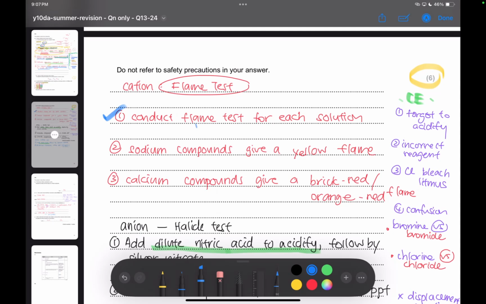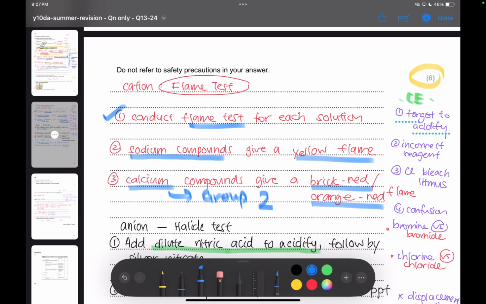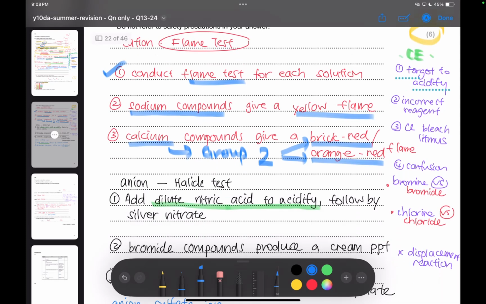And then if it's a sodium compound, it gives a yellow flame. If it's calcium, it gives brick red or orange red. How I remember this is calcium belongs to group 2, so there are 2 colors linked to the flame, brick red or orange red. Whereas for sodium, it's just yellow, 1 word to represent that it's from group 1. That's how I usually differentiate, but have your own ways, because every one of us remembers things in a slightly different manner.